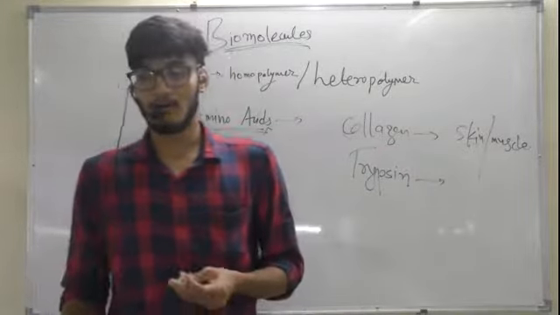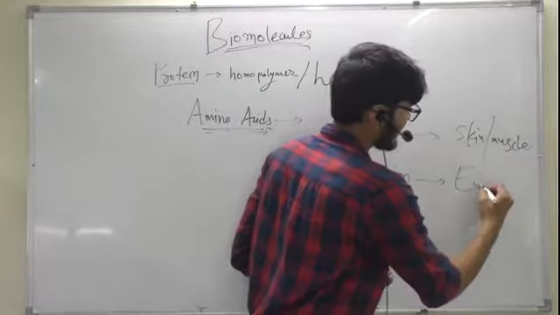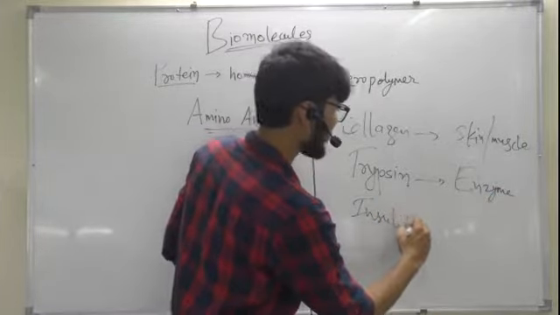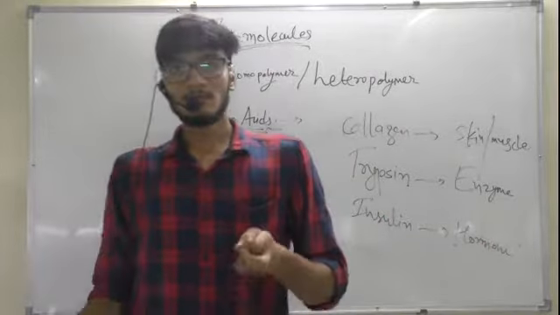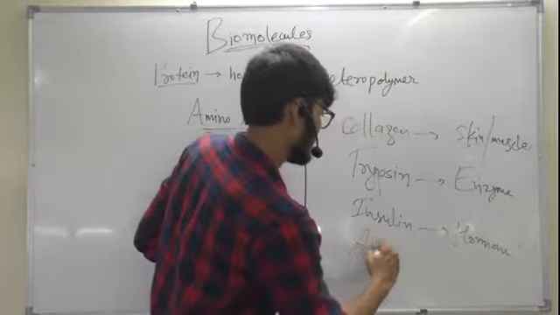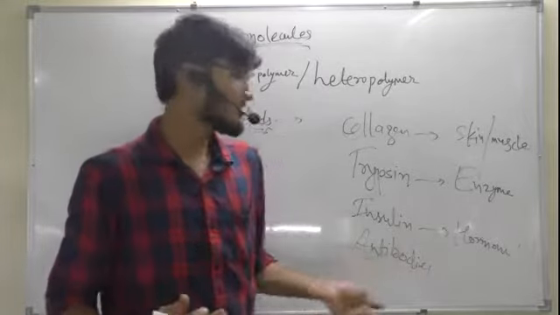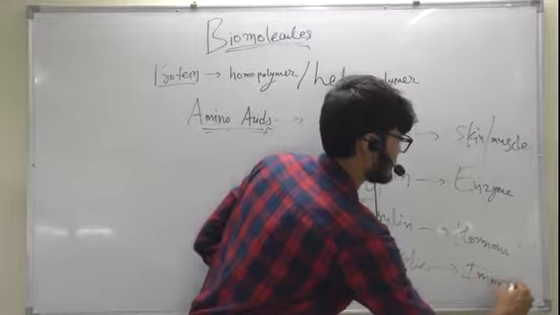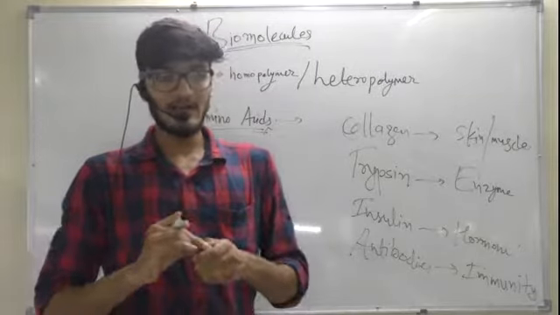Trypsin is a kind of enzyme. We'll talk about enzymes in a different video. Then there is insulin. Insulin is a hormone. Then antibodies. Antibodies are also a class of proteins that are required for the defense reactions of your body. They are generally the fighters of your body, in immunity. So these were different kinds of proteins.